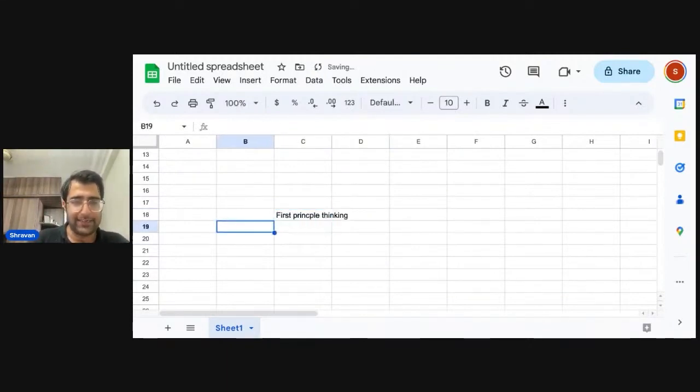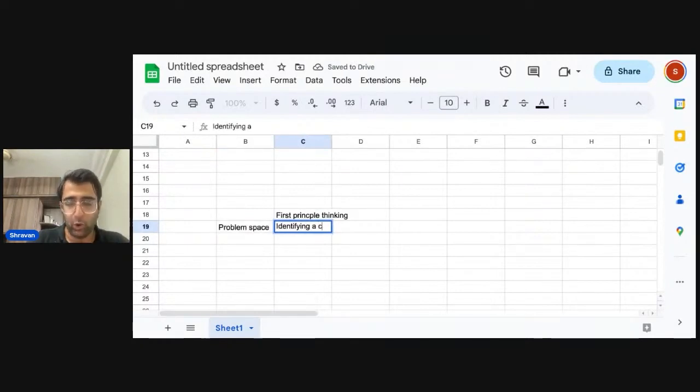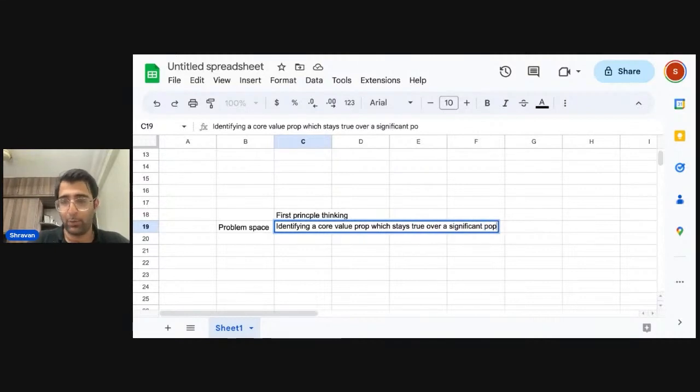ठीक है, it resides in the problem space. It is about identifying a core value prop which stays true over a significant population and span of time. ये क्लियर है?